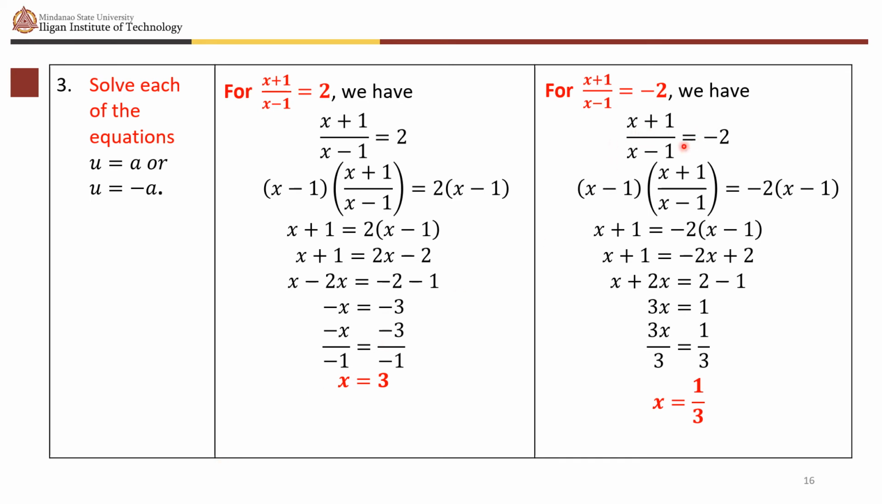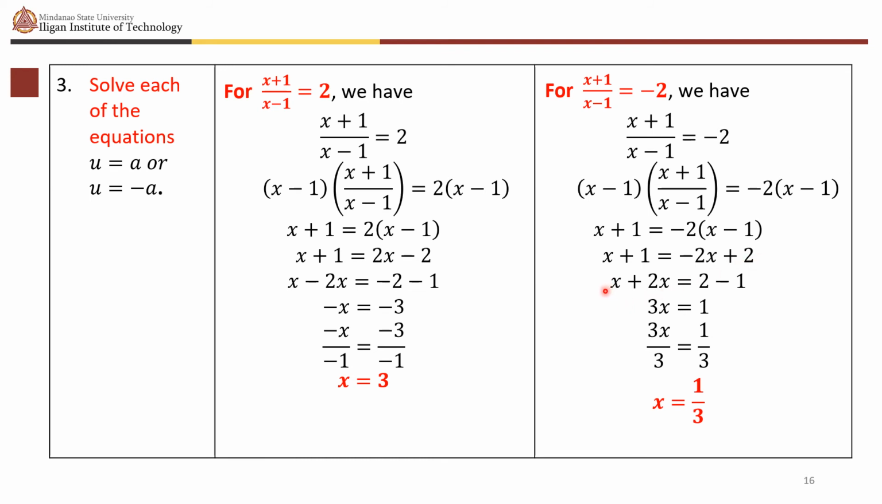So that x plus 1 over x minus 1 equals negative 2. Similarly, we can multiply both sides by x minus 1 to come up with negative 2 over x minus 1 on the other side. And then x minus 1 and x minus 1 cancels out here. So you are left with x plus 1 equals negative 2 times quantity x minus 1. Distributing negative 2, we have negative 2x plus 2 on the other side.